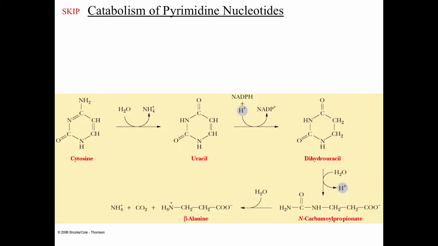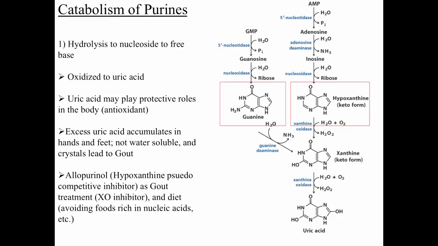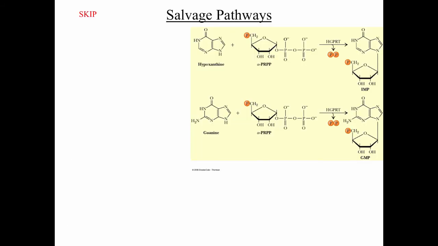You don't have to know the catabolism of pyrimidines. And honestly, the only thing that I want you guys to know in terms of the catabolism of purines is how it results in gout. So that's what I want you guys to know about that. And then we don't have to know about the salvage pathways.